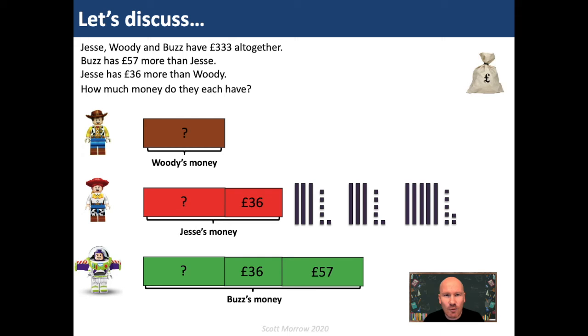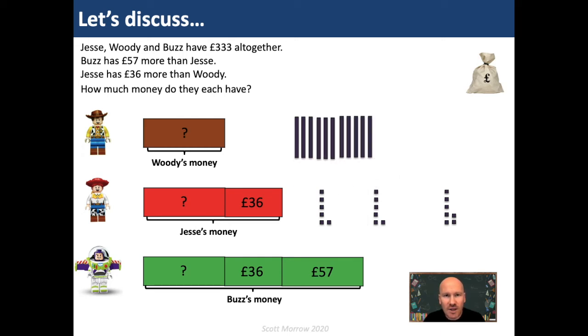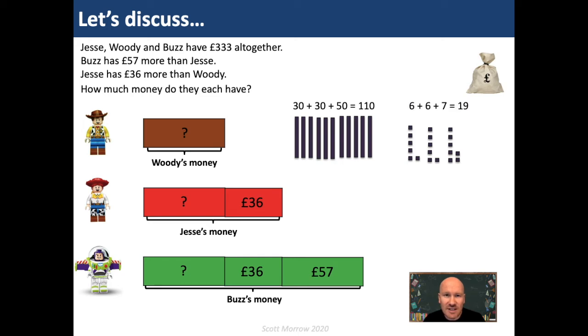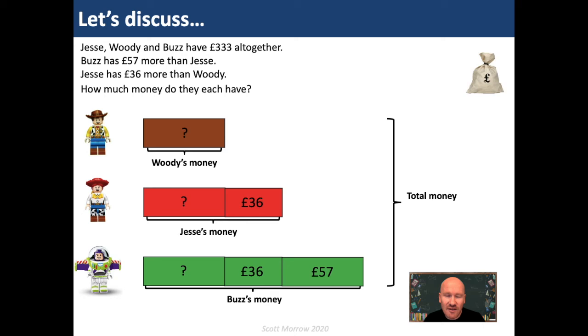And I'm going to start by adding the 10s together. So I've got 30 plus 30 plus 50, which comes to 110. And now that I've added those 10s, I can add the 1s together. You can do that in any way you want. I'm going to double the 6s to get 12, then add 7 to get 19. So 6 plus 6 plus 7 comes to £19. We can then add those two amounts together. We've got the £110 plus the £19, which comes to £129. So £129 of that £333 is already accounted for.